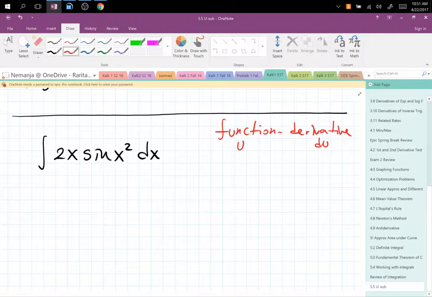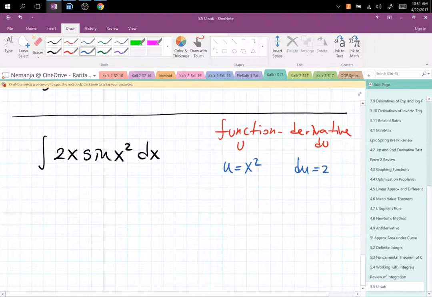So looking at this, if I pick x squared as a function, there is the 2x, which is its derivative. So x squared is the correct u to be picked for this particular problem. So I will pick u as x squared, because its derivative is also present. And then you would say, well, what am I doing with a sine?